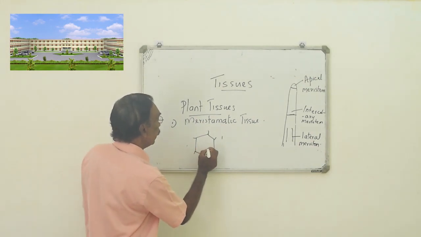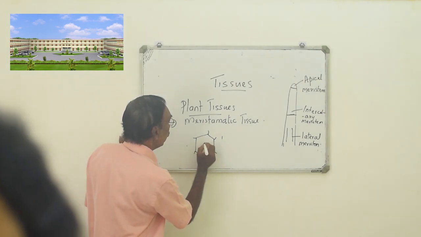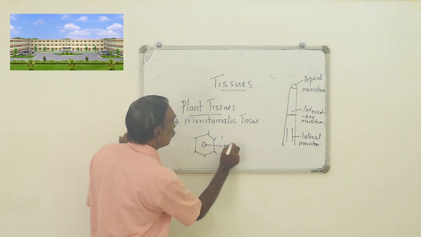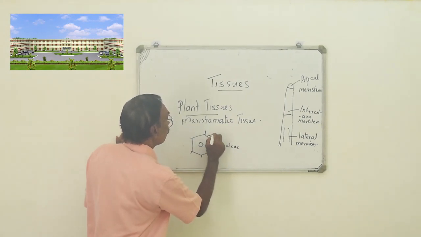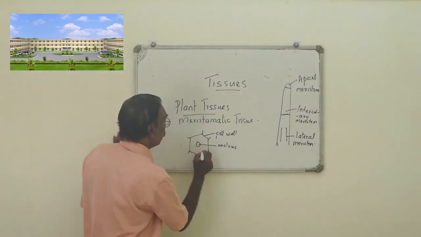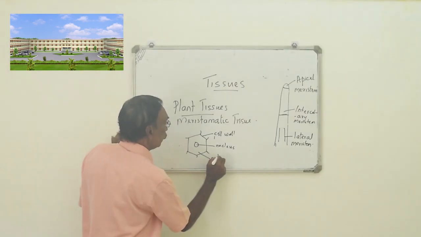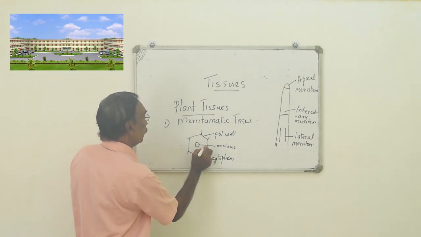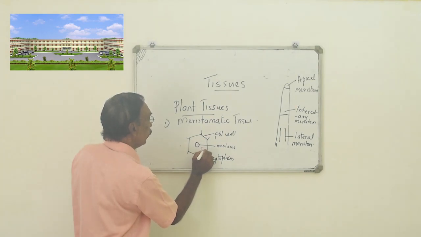You can see there are vacuoles. There is a nucleus also. This is the nucleus, cell wall, cytoplasm, and inside you can see so many other organelles are there. And usually in a meristematic cell, vacuoles will be very small.